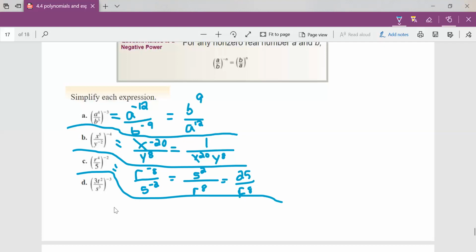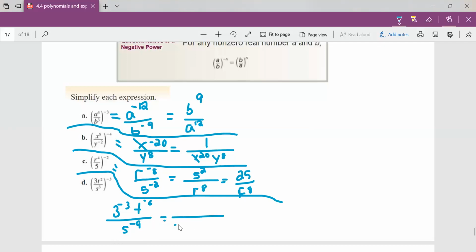So here, we're going to do 3 to the negative 3. t squared to the negative 3 is going to be t to the negative 6, all over s to the 3rd to the negative 3, which is s to the negative 9. All right, let's make things positive.